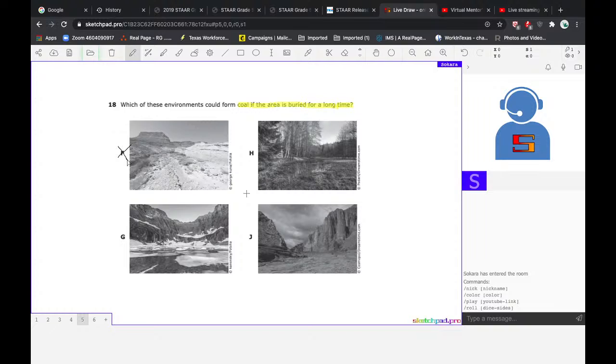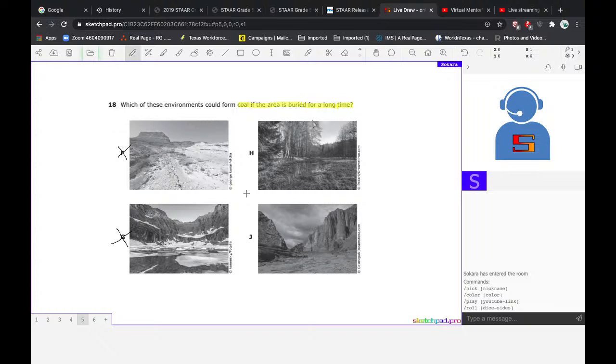Next is option choice G. Okay, this kind of looks like a mountainous region, but again, it doesn't look like it has any plants or any plant material for coal to form. So again, this answer choice would not work.